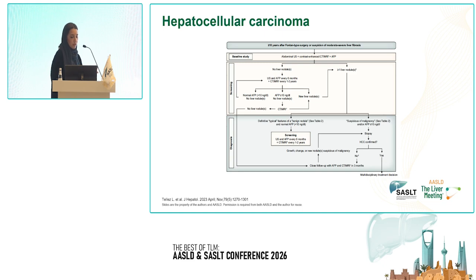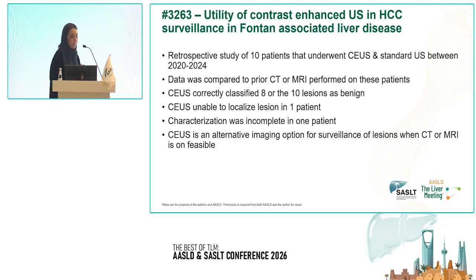But if a patient develops a nodule, it depends on whether there are typical or atypical features. If it's typical for a benign lesion, then they can continue on that regular ultrasound and AFP with occasional cross-sectional imaging, versus biopsy if a patient develops a lesion that is concerning for malignancy. And then there was one abstract that was presented as a poster at the Liver Meeting, and that was looking at the utility of contrast-enhanced ultrasound in HCC surveillance in Fontan patients.